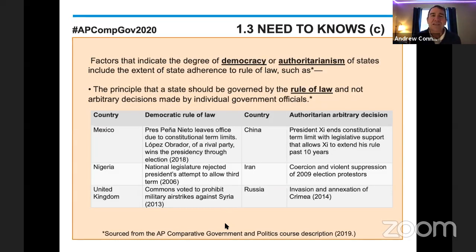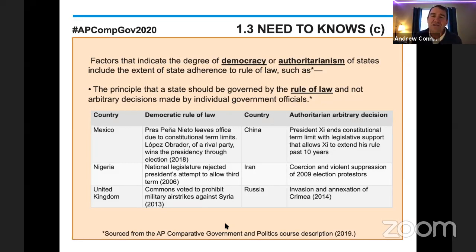And so we've seen President Xi in China actually end term limits with legislative support. So they've actually changed the law to help keep President Xi and his factions, his allies in power. And certainly we've seen very forceful coercion and violent suppression of protests in Iran, particularly back in 2009, even more recently, but particularly those 2009 protests against election fraud in Iran.